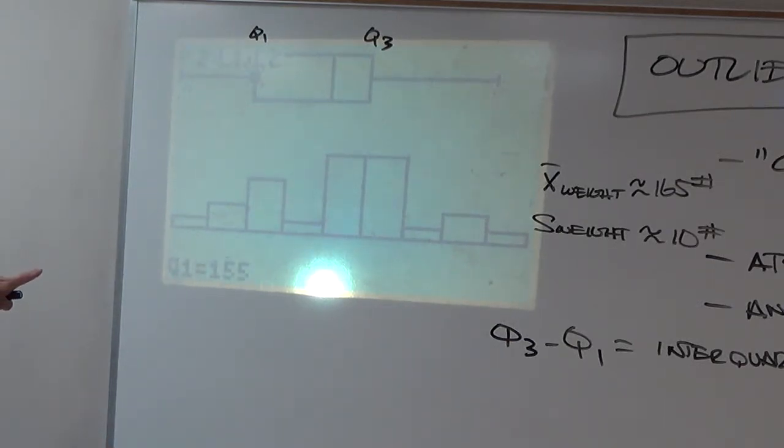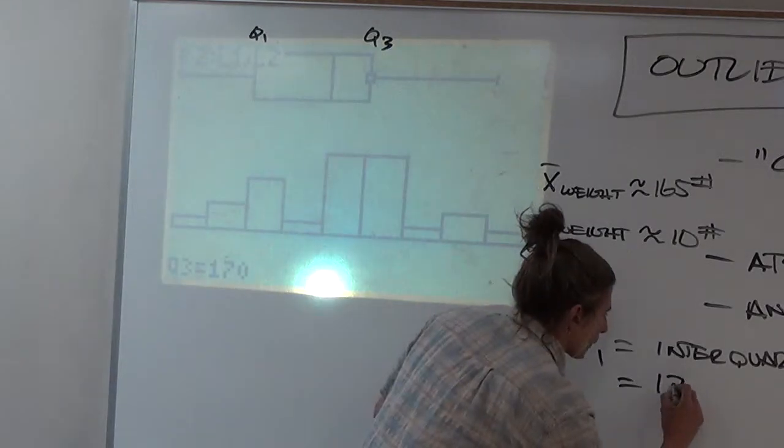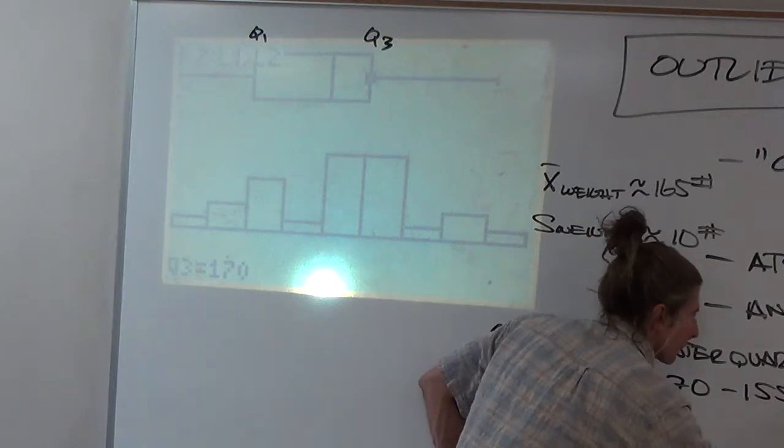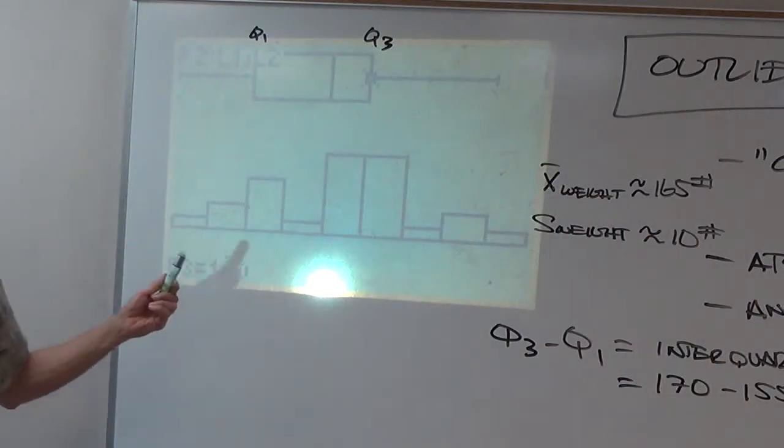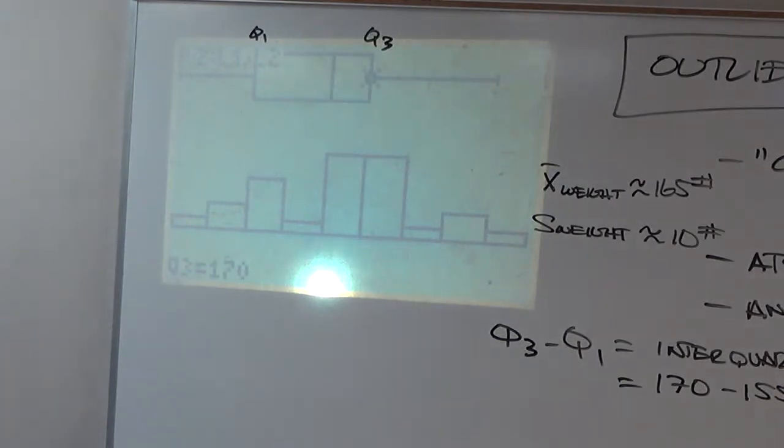Q1 is 155. That means 25% of you guessed I was lighter than 155-ish. Q3 is 170. 25% of you also guessed I was more than 170. So the interquartile range is the difference between those two numbers, 155 and 170. Now, what does that number tell us?